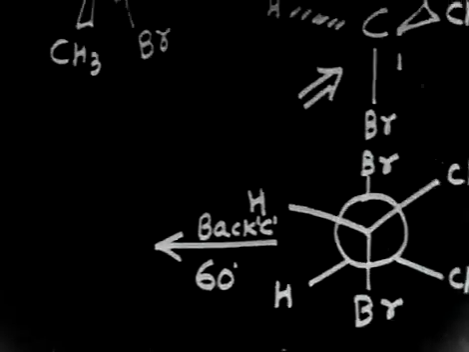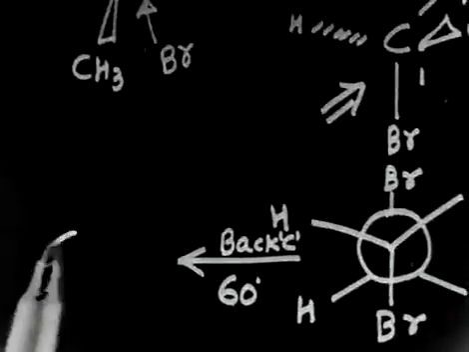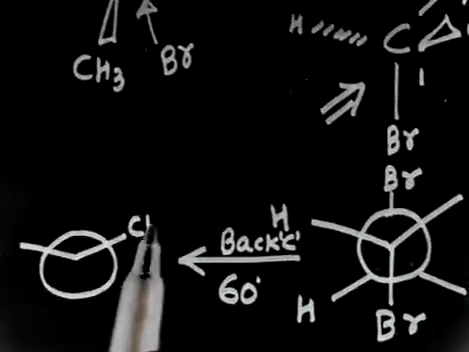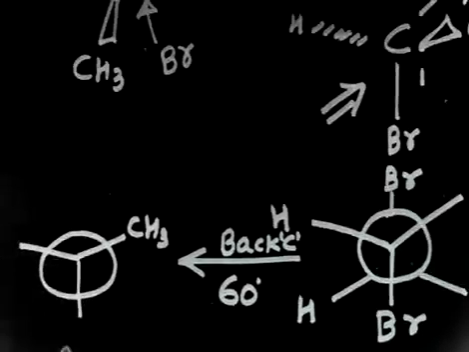The front carbon will look as it is. So you have the front carbon: hydrogen is here, CH3 is here, and then Br is here.